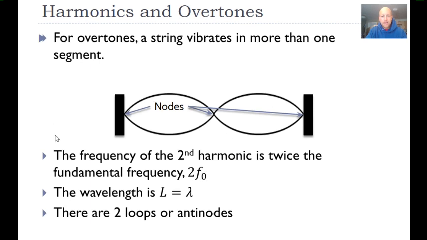The wavelength in this example for your second harmonic is just lambda, or your wavelength. So it goes up, goes down, and then comes back to the same exact position that the beginning was. And so you're going to have one complete wavelength. There's also two loops or 2 antinodes, as I mentioned before.